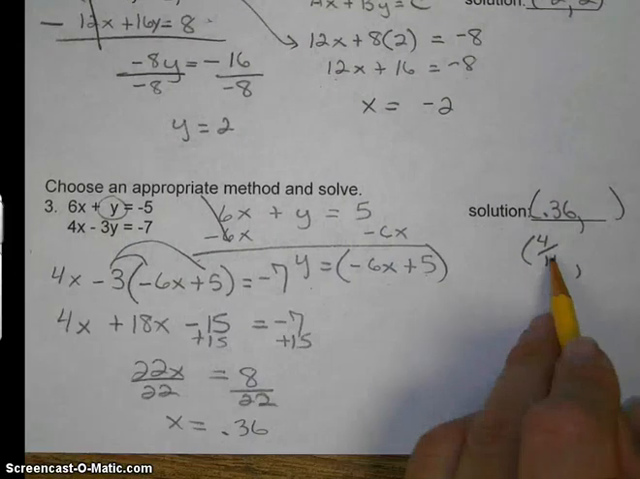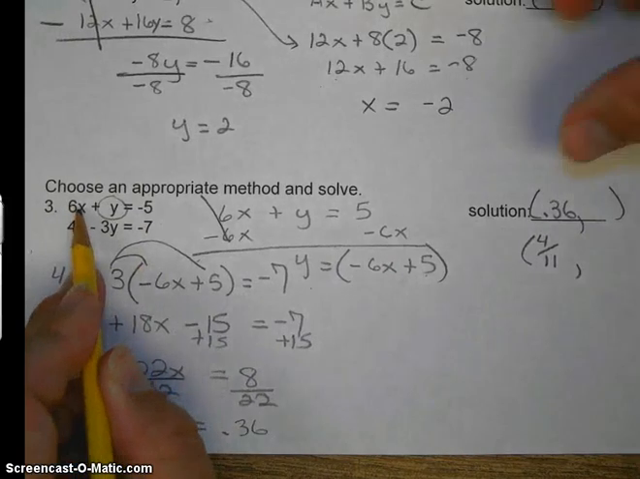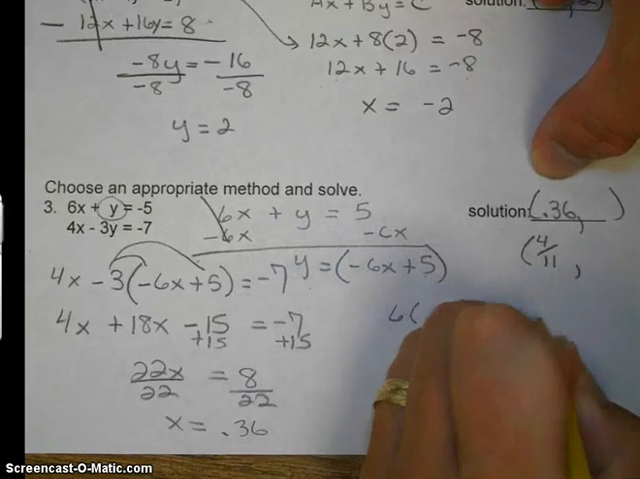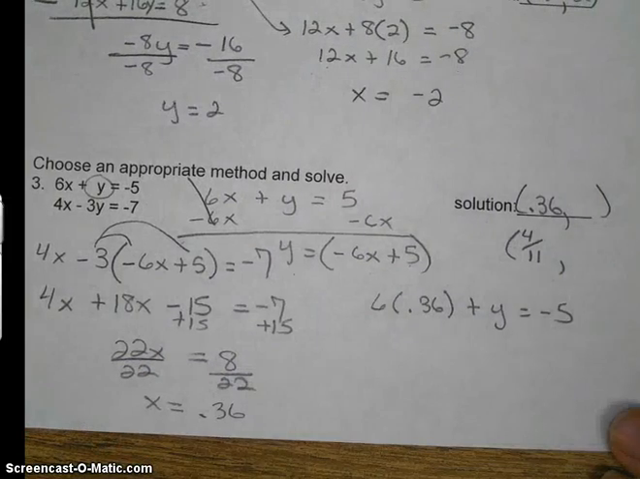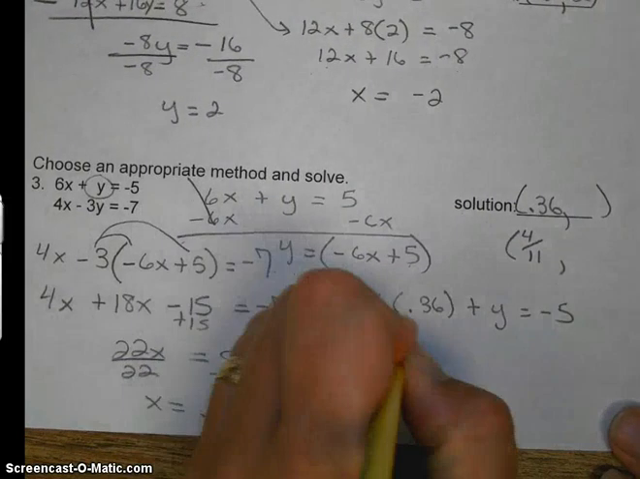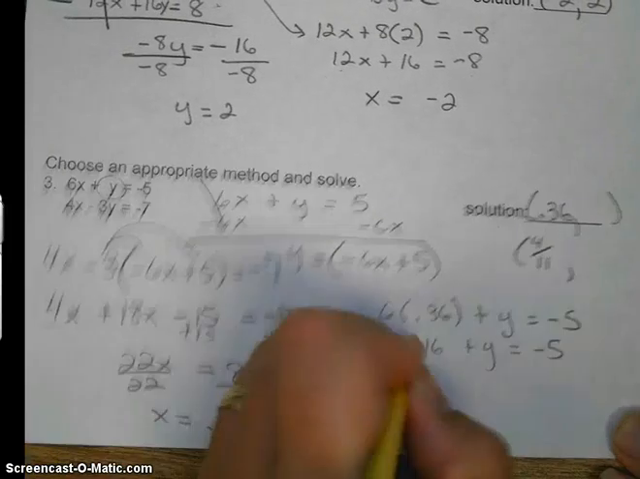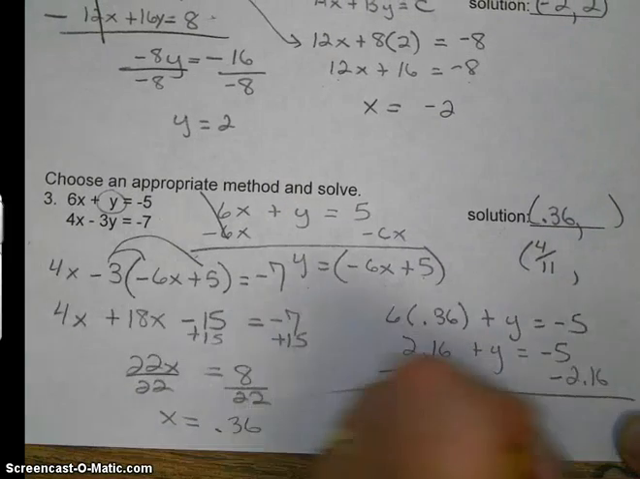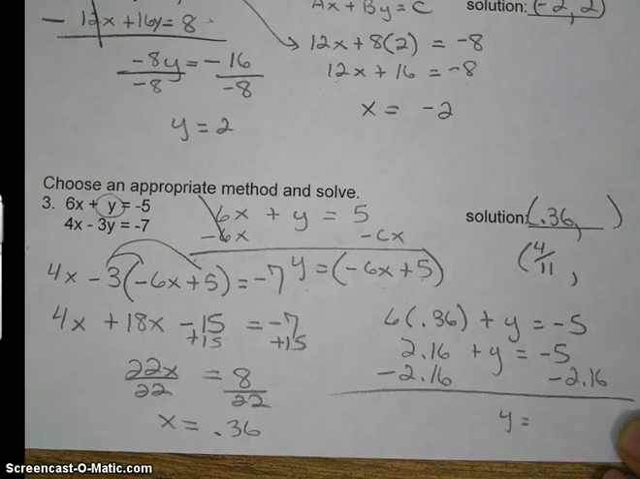So I'm going to go ahead and plug in my x into, I think I'll choose the first. So 6 times 0.36 plus y equals negative 5. Solving for y, we get 2.16 plus y, subtract the 2.16, we get, let's see, -5 minus 2.16.